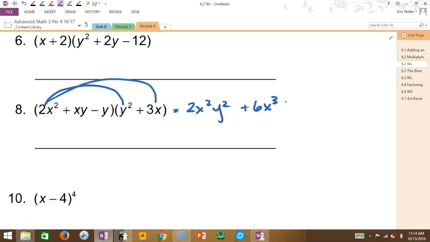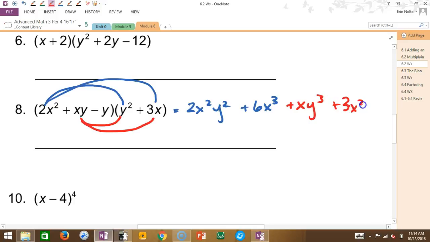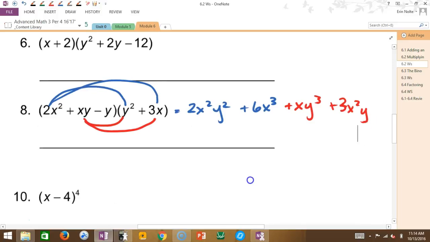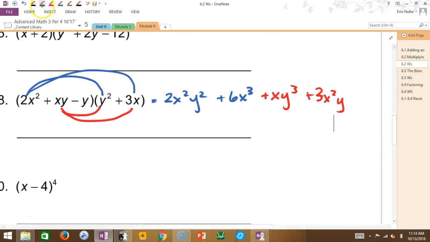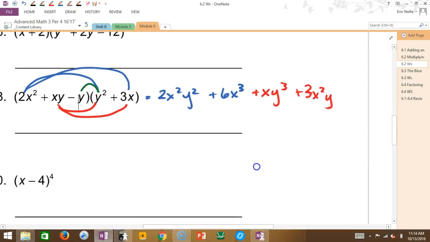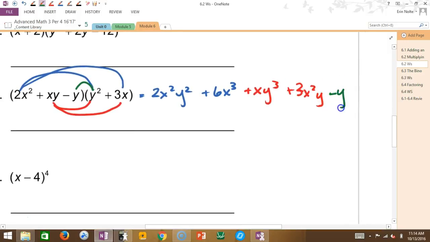Then I'm going to distribute the next term. So what is xy times y squared? xy cubed. What is xy times 3x? 3x squared y. And then I distribute the negative y. So what's negative y times y squared? Negative y cubed. And what's negative y times 3x?